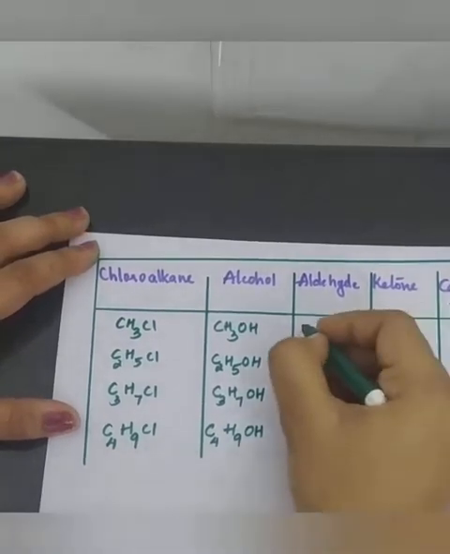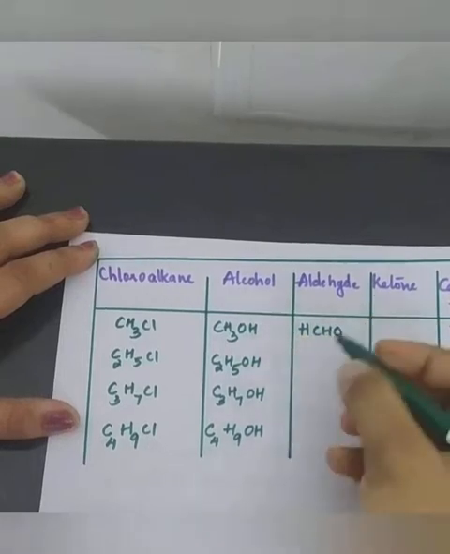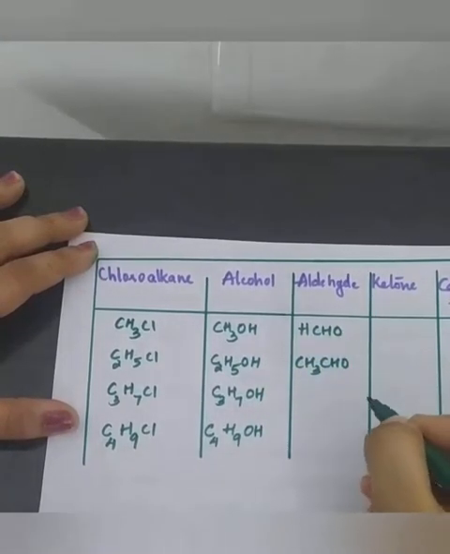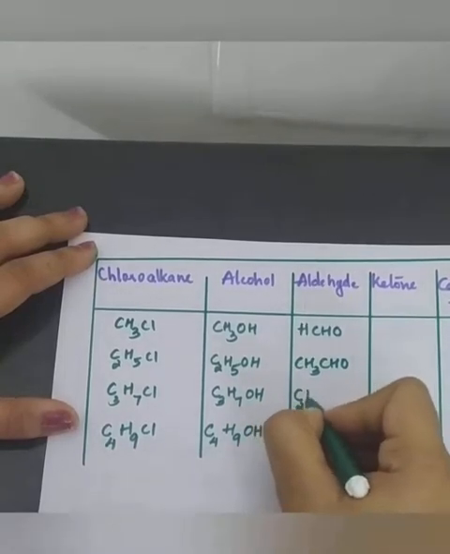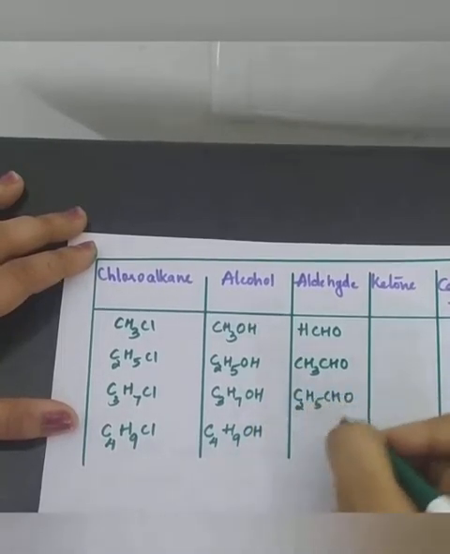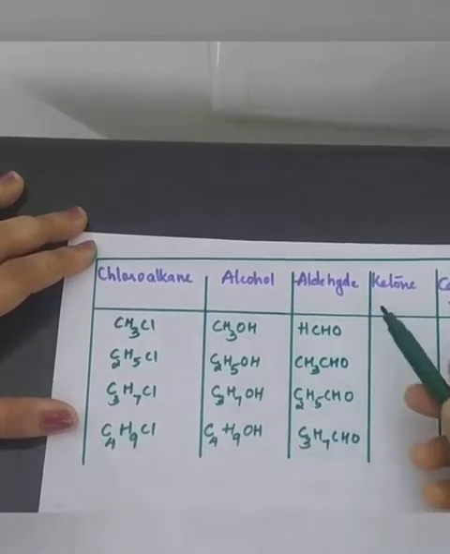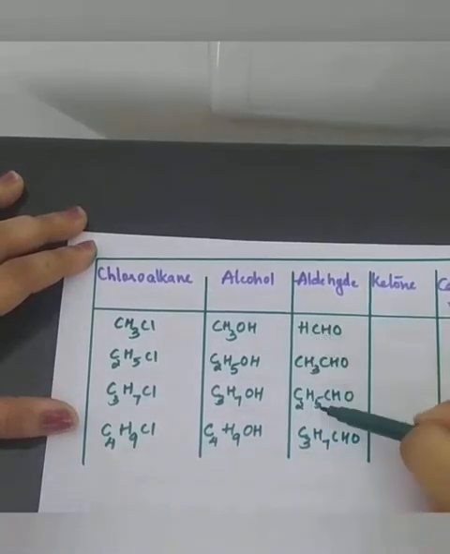Now the next functional group is aldehyde. So first one will be HCHO. Next one will be CH3CHO. Next will be C2H5CHO. Next will be C3H7CHO. So they also differ by a CH2 unit.